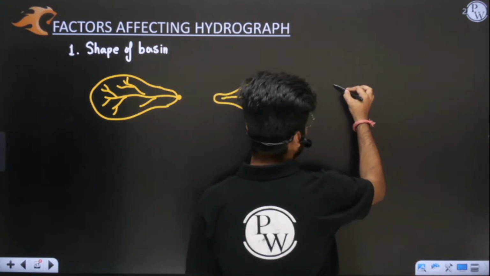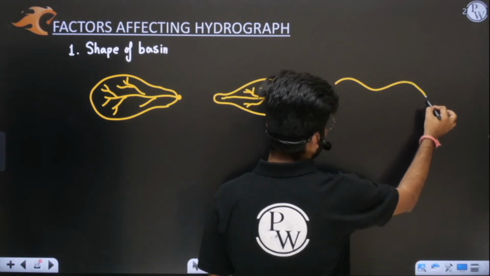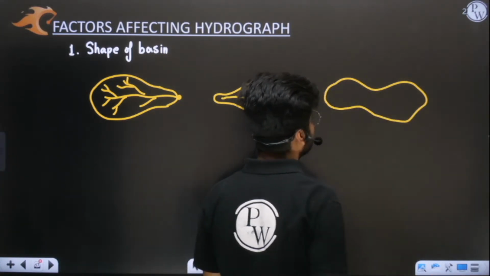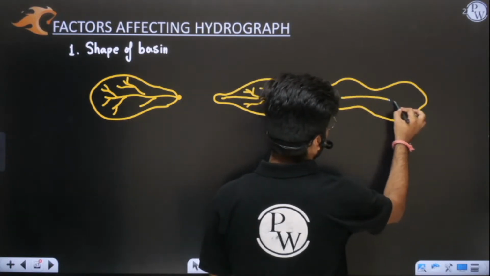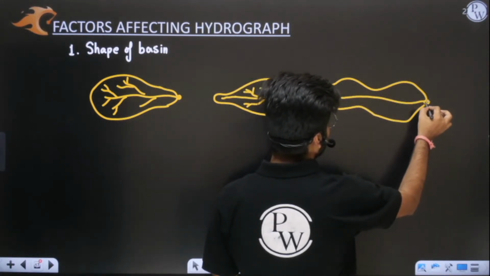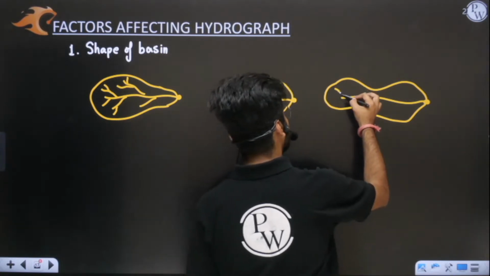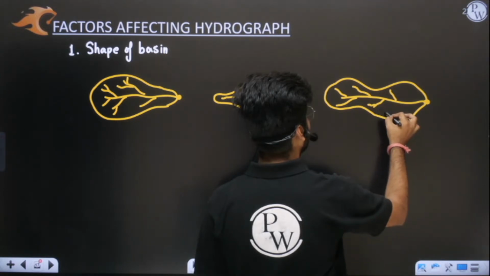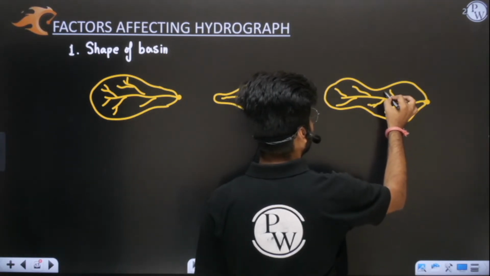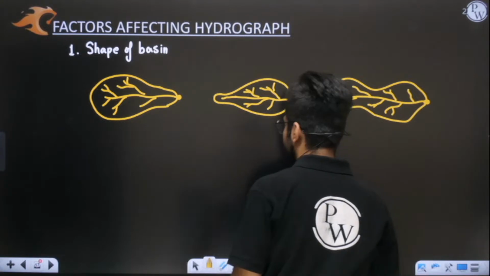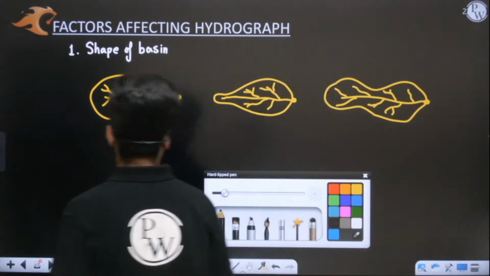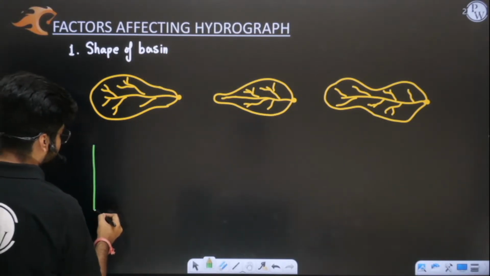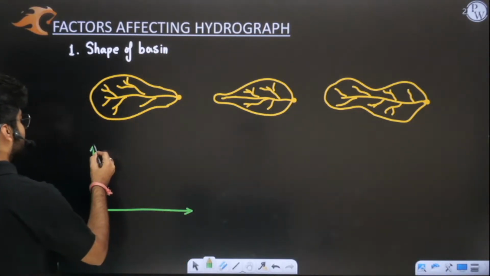And at last, let us take this type of catchment area. So tell me, how exactly will the shape of the hydrograph vary in all of them? Let us draw three kinds of hydrographs here, one for each.